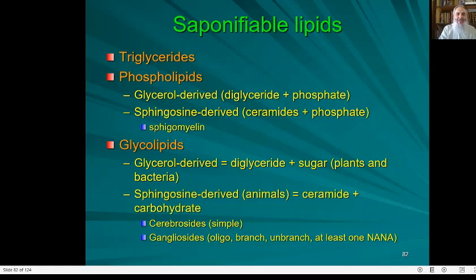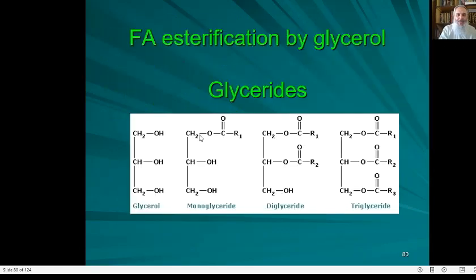The second family of saponifiable lipids is the family of phospholipids. And this family of phospholipids is subdivided into glycerol-derived phospholipids and sphingosine-derived phospholipids. The glycerol-derived phospholipids are made up of diglyceride plus phosphate. What is a diglyceride? I remind you that a diglyceride is a glycerol making 2 ester bonds with 2 fatty acids.